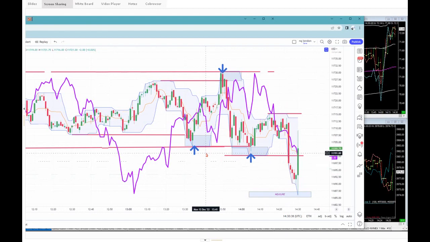710 live in the room. 686s to 710s. 24 points, nearly $500 profit in 60 seconds.